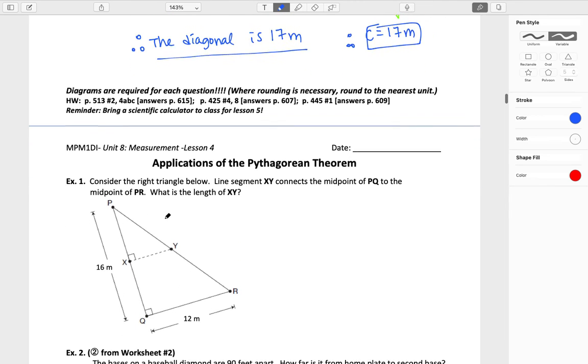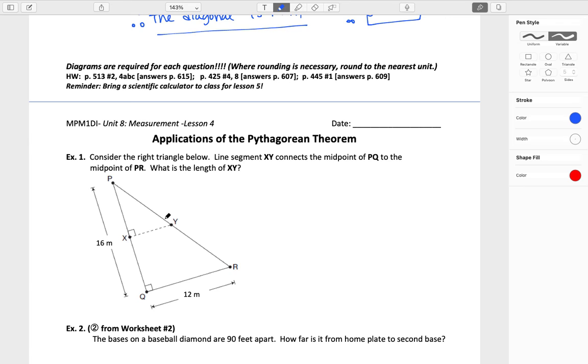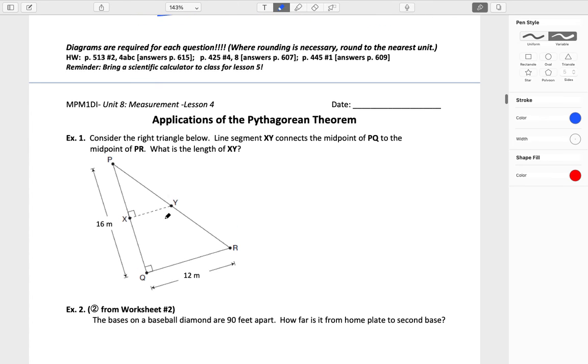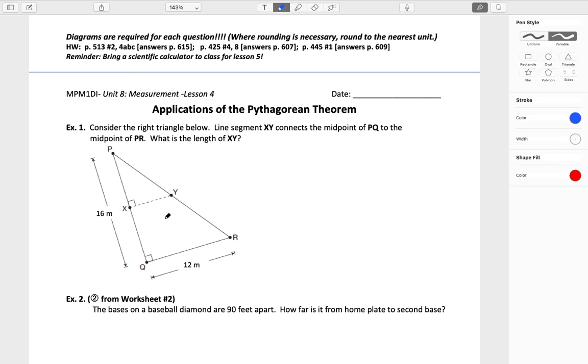Now we are going to move on to lesson number 4, which is the application of the Pythagorean theorem. Application means that you are working on word problems. Let's continue with number 1. We will be looking at different applications using the Pythagorean theorem. Consider the right triangle below. Line segment XY over here connects with the midpoint of PQ. So this is a midpoint.